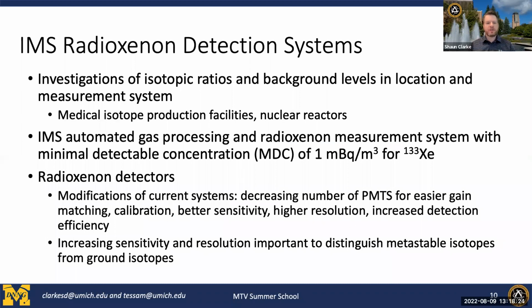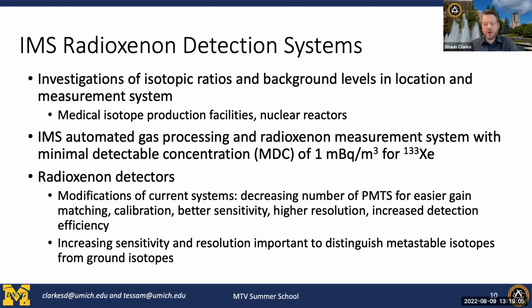So the top part there is what I was just talking about, isotopic ratios and background levels. This is really important regionally. So depending on where the radioxenon monitoring station is located, that region of the globe is going to have different backgrounds than some other regions. So characterizing the local background level is very important. So for example, if this station were in the proximity to isotope production facilities or reactors, it's going to have a different local background than a station that was far isolated from such facilities.